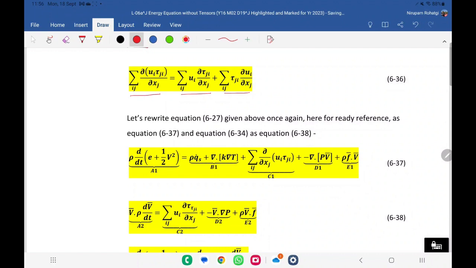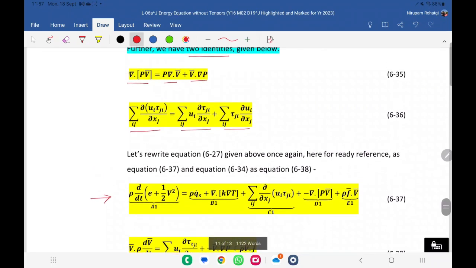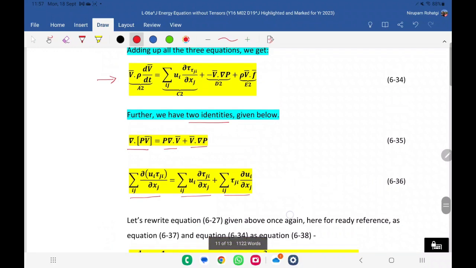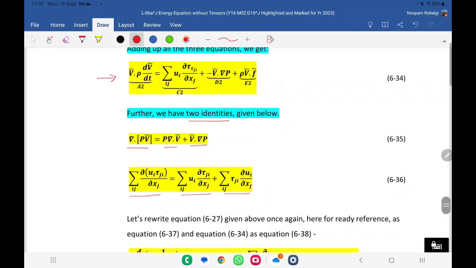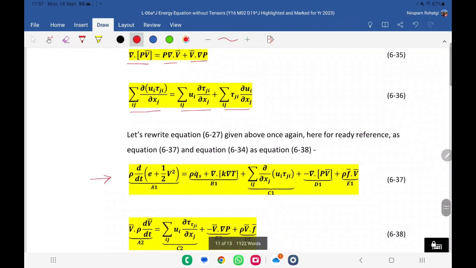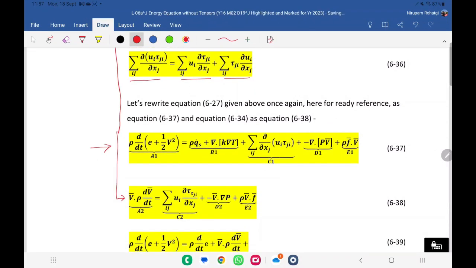Now this is the original equation I was talking about, the energy equation, three components. And now this equation here, this one, which one? Yeah, this one. This is the 634 equation, which is written as 638, and this is the 627 equation, which we have written as 637.